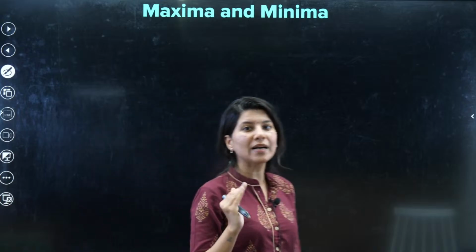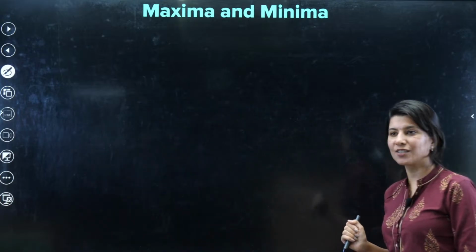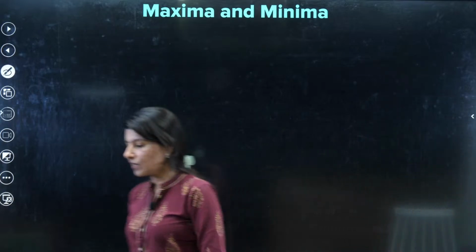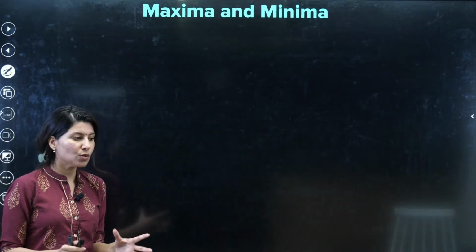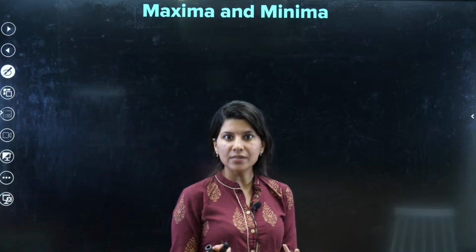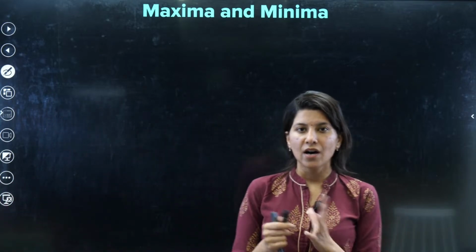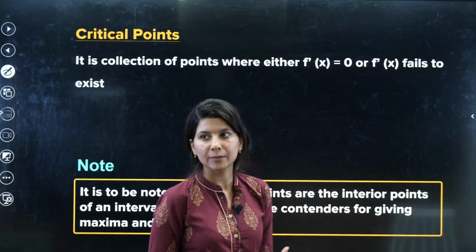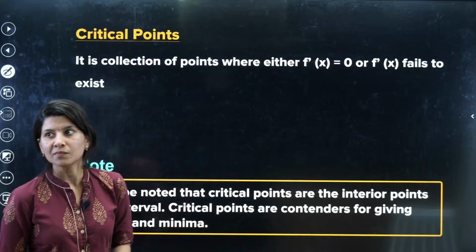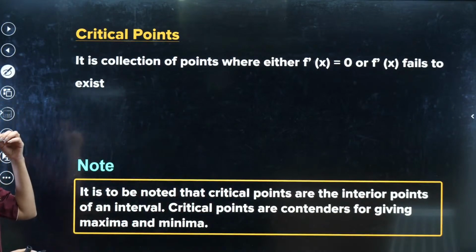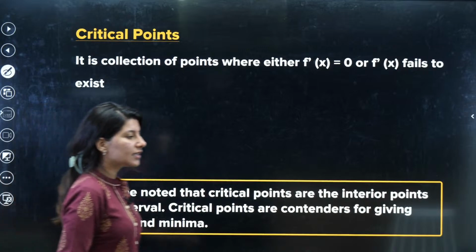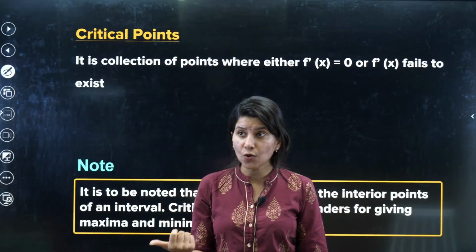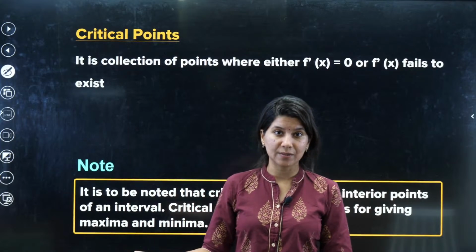Now let's talk about maxima and minima. Let's do it. What is maxima? What is minima? Let's understand. There are some steps we need to follow to figure out maxima and minima. The very first step is finding critical points. So what is a critical point? Critical points are all those points where f dash x either becomes 0 or fails to exist.